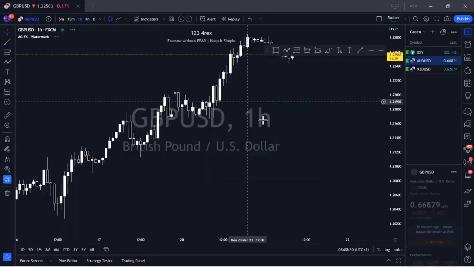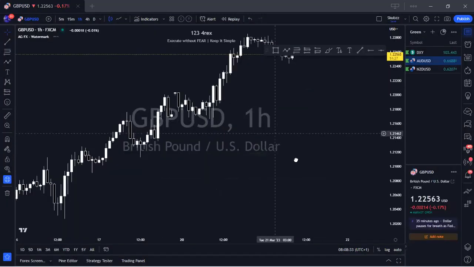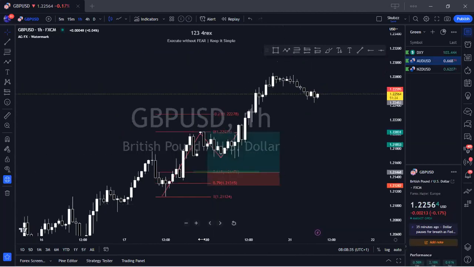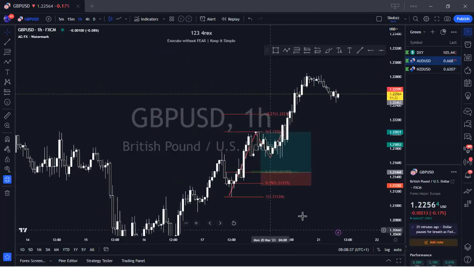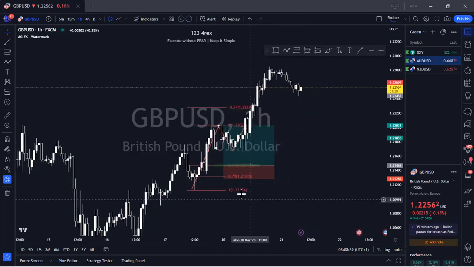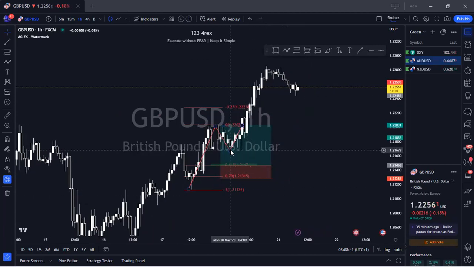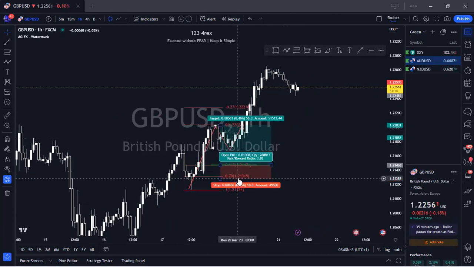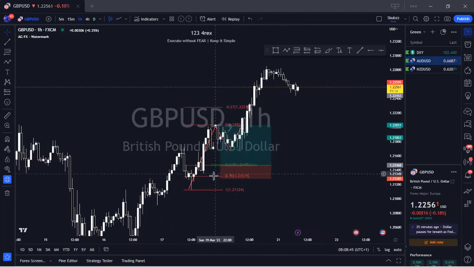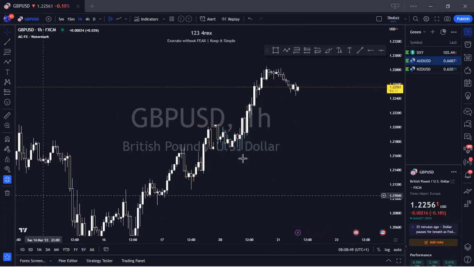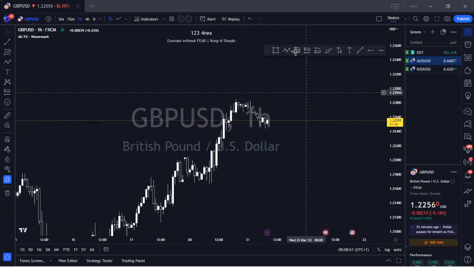GBPUSD. Wow. So market structure is this? Okay, I was analyzing this with someone yesterday, and we said let's see how it's going to behave. But then price still did not come back into those Fibonacci levels, and then we just exploded to the upside. So now, this is what we have.